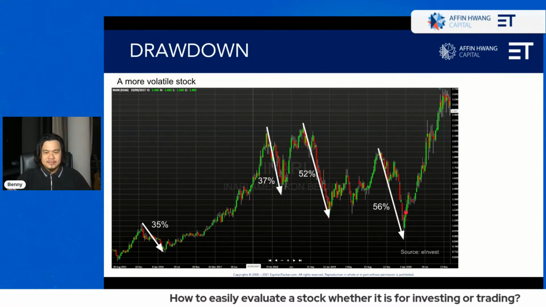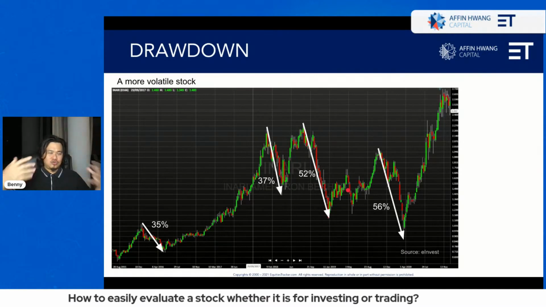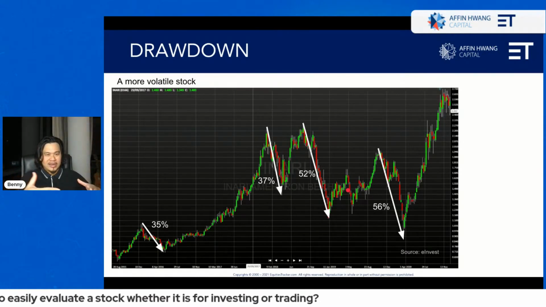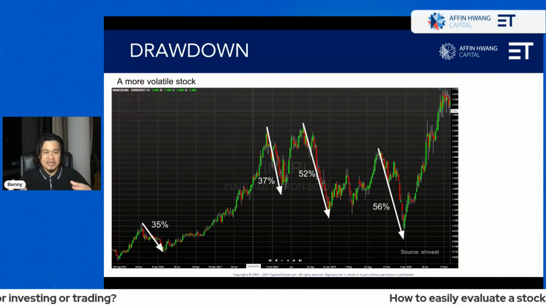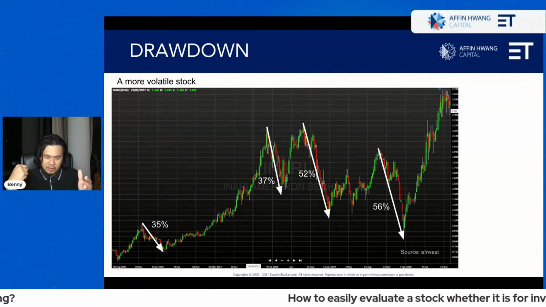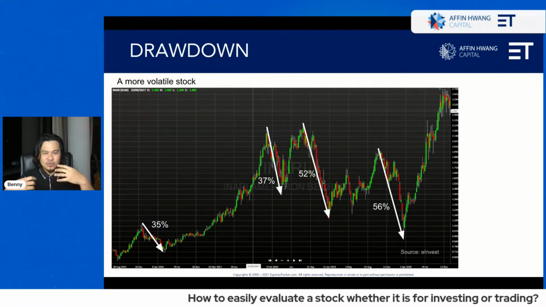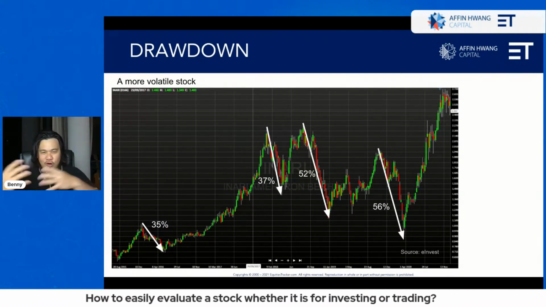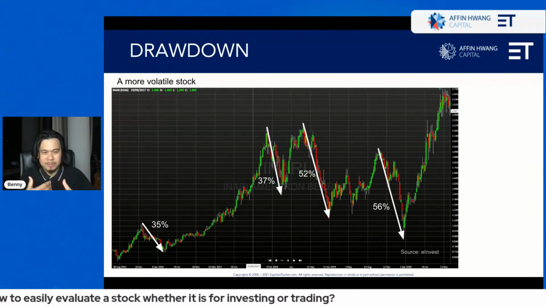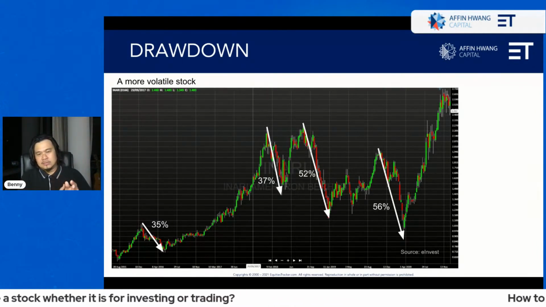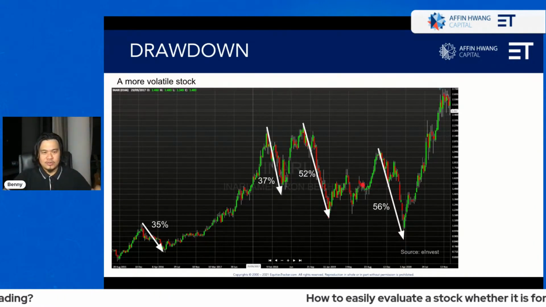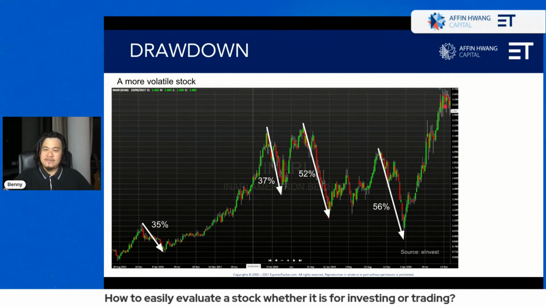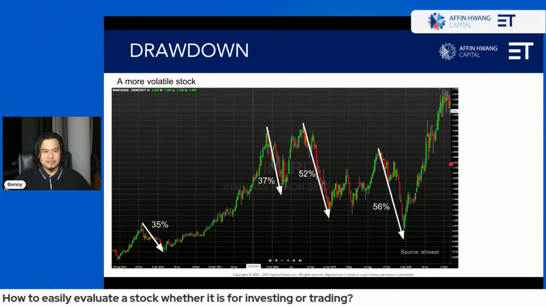Again, this is not a tool for you to determine when to get in and when to get out. That is for your trading plan. This is for once you already have a trading plan and you try to execute it. Sometimes we get thrown off the roller coaster because we are not prepared for these big drawdowns. Once we understand this, at least we know that if I buy this counter now and it falls 30-40%, it's normal.